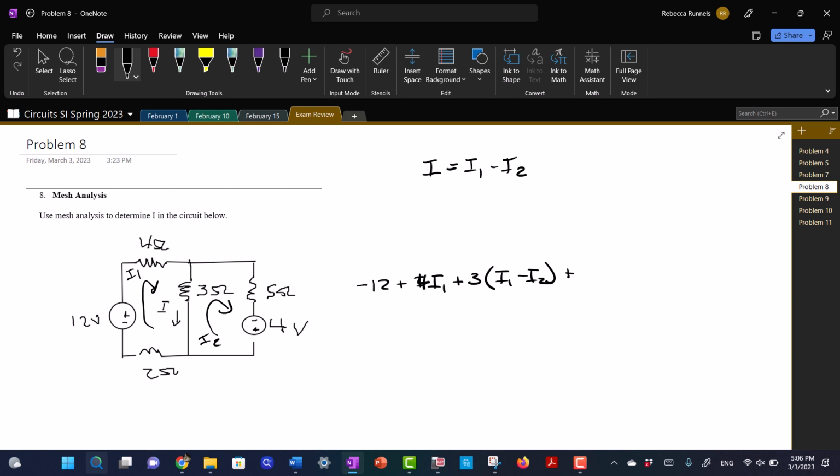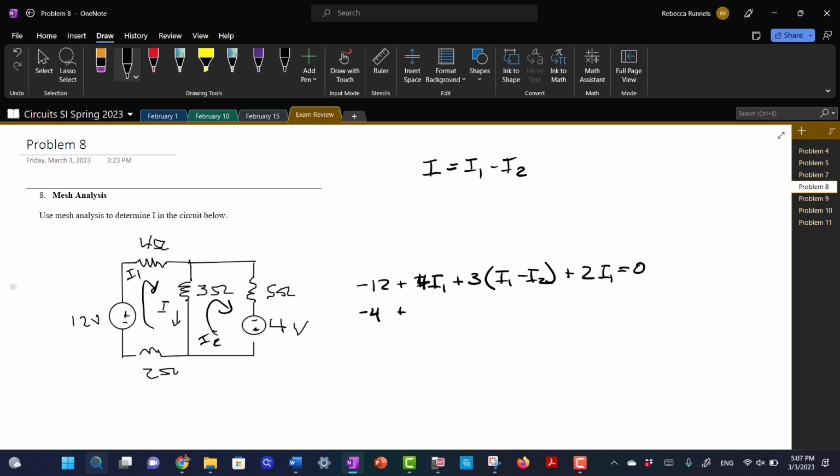That's a 2 ohm, yeah, plus 2I1 equals 0. And then for the second one, for I2, it's coming into the... minus 4. Minus 4 plus..., is that a 5?